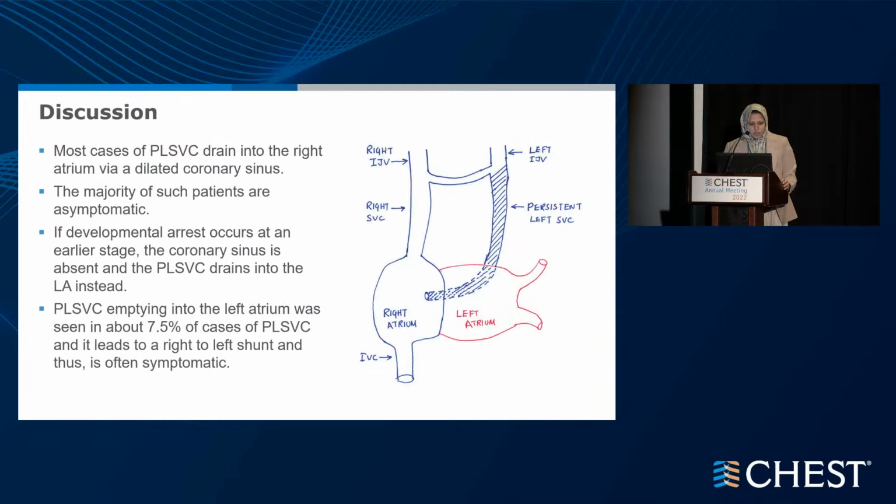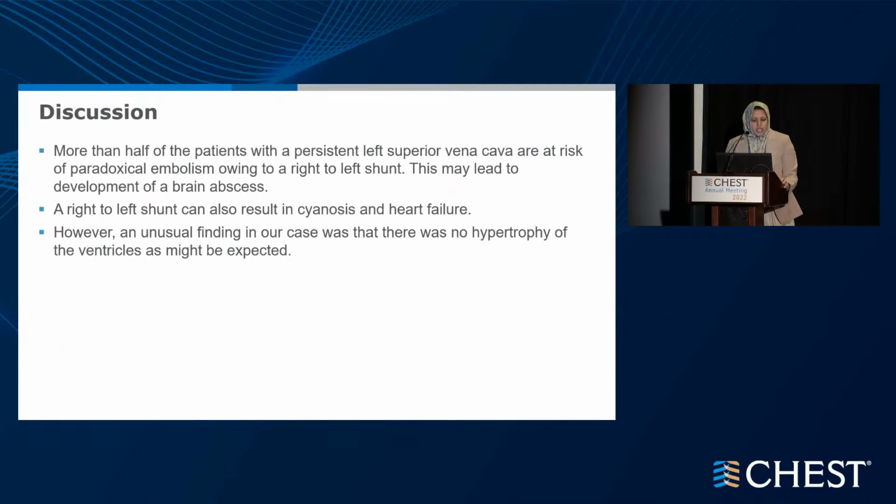So in most cases of the persistent left SVC, like I said before, it drains from the coronary sinus into the right atrium, so those patients are usually asymptomatic. But if you have the persistent left SVC draining into the left atrium, it causes that shunt and causes patients to be symptomatic. Some of the patients have paradoxical embolism, and our patient had multiple CVAs, so we really think that that was the cause of her CVAs.